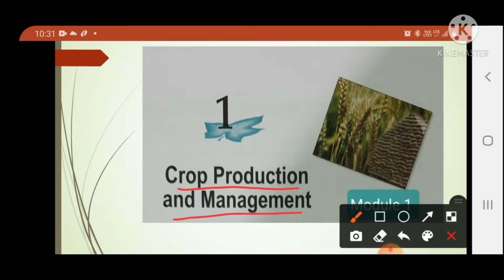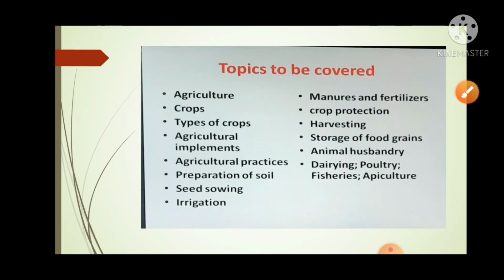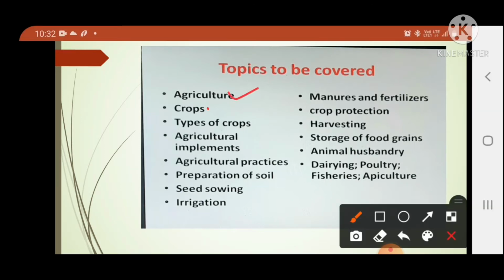As we all know, food is the main source of energy for our body to perform daily activities. We get food from both plants and animals. Food has to be produced on a large scale to meet everyone's requirement. So let's have a look at the topics we are going to cover under this chapter. And here they are. But in this module, we are going to talk about agriculture, crops, types of crops, and agricultural implements. So let's discuss these topics in detail.